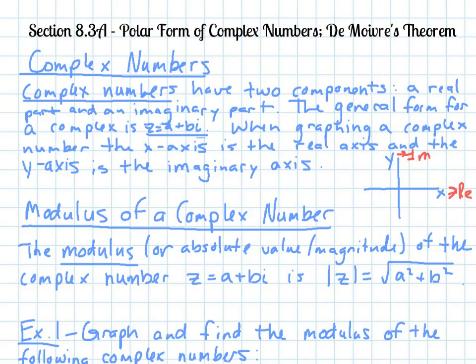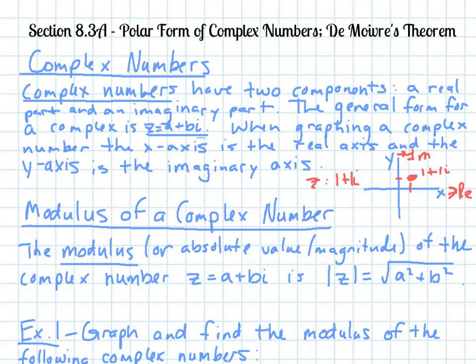So if I want to graph z equals 1 plus 1i, then I would go over 1 on the x and 1 up the y to get the point 1 plus 1i. It's kind of like an ordered pair in the same sense, but written differently.